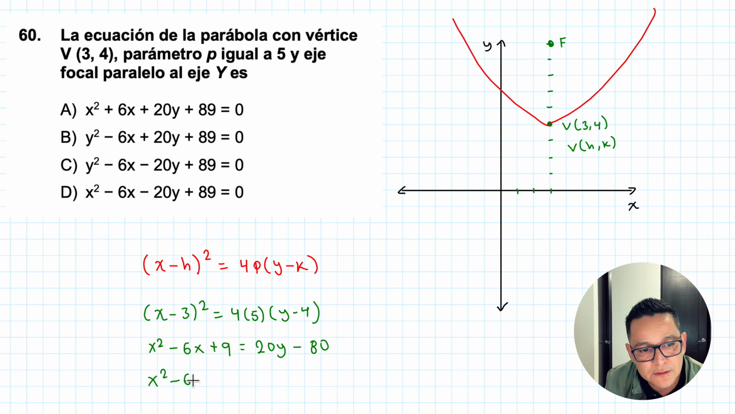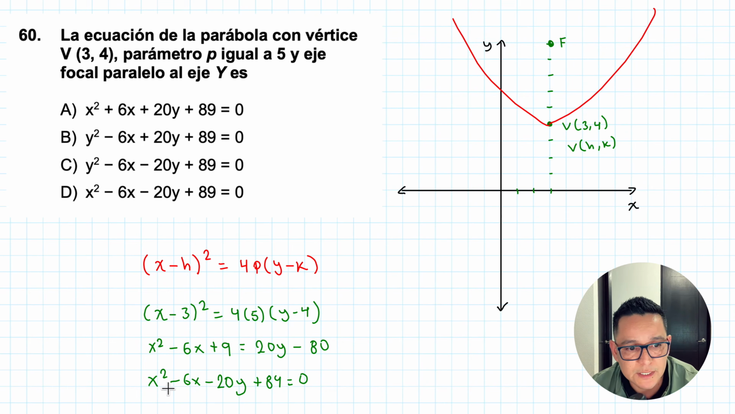So I have x squared minus 6x. Then move 20y as minus 20y, and also plus 9. We're going to add it to this plus 80 since it's going to be added, so I'll have plus 89. And well, on the right side, we have a 0 now. So the correct answer should be x squared minus 6x minus 20y plus 89 equals 0. Which, as far as I know, is this one, right?